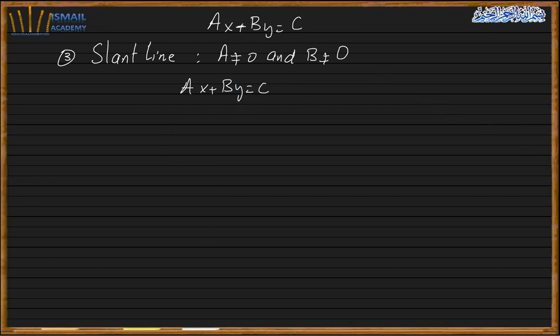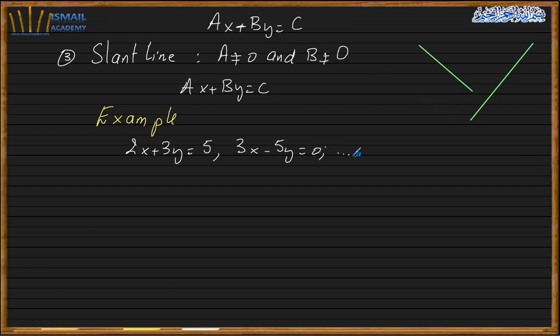So for example, the slant line looks like this. Either we have it like this or like this. Those are the two types of slant line you may have when you graph a linear function. For example, 2x plus 2y equals 5 and 3x minus 5y equals 0 and so on.